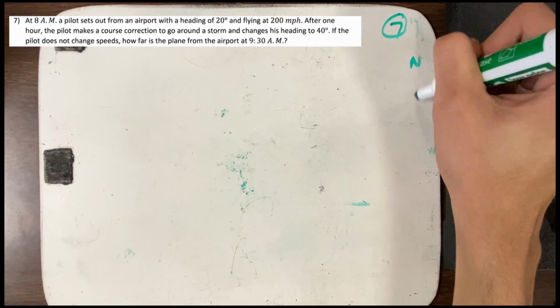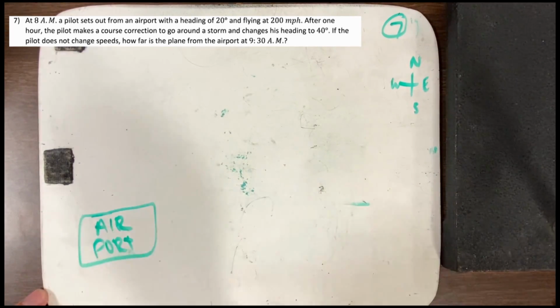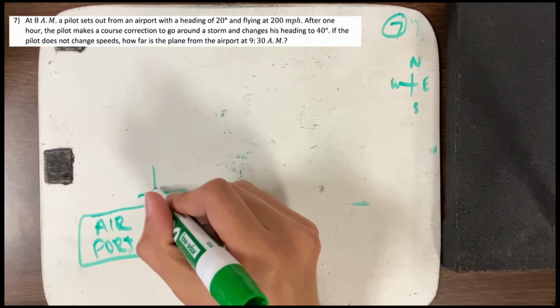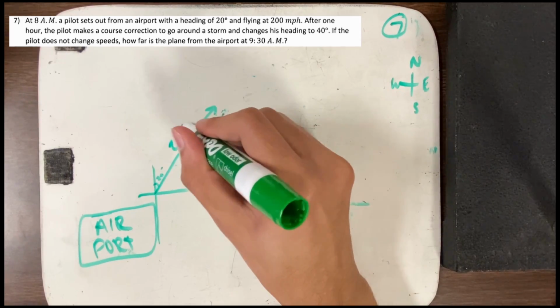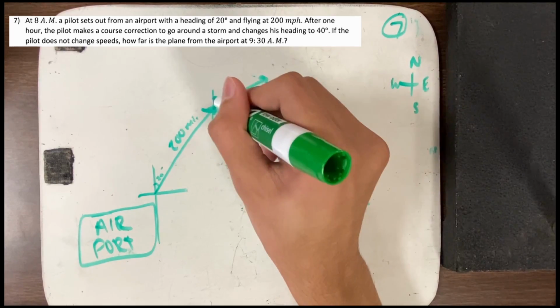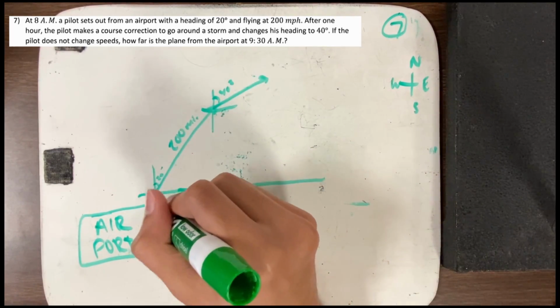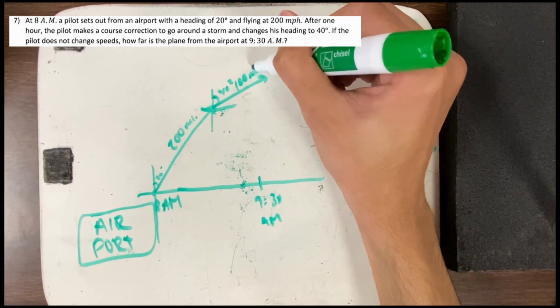Alright, so now it's time to use what you just learned. In this question, we have a pilot who heads out from the airport at a heading of 20 degrees. What this means is that you look north and you go 20 degrees from that in a clockwise direction. He heads out at 200 miles per hour for 1 hour, so the distance is just 200 miles. And he then changes course at 9 a.m. to a heading of 40 degrees, so you just do the same thing as before, but with 40 degrees. The question stops at 9:30, so it's just going to be 100 miles.